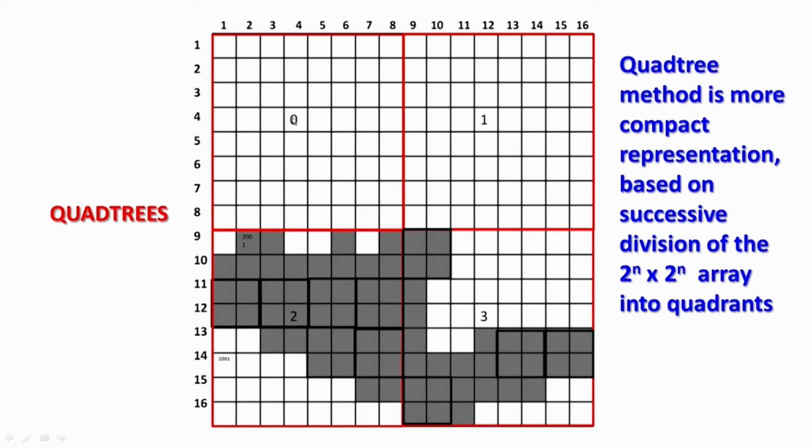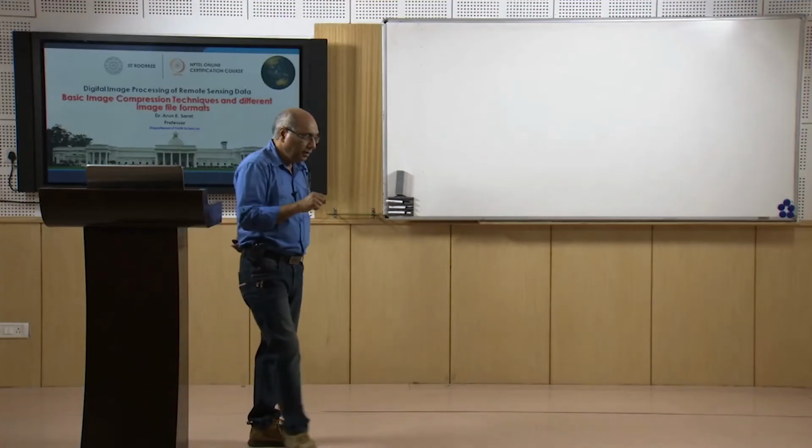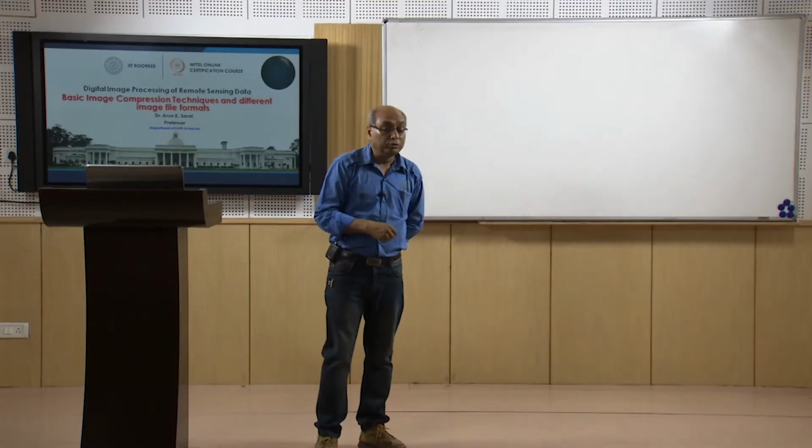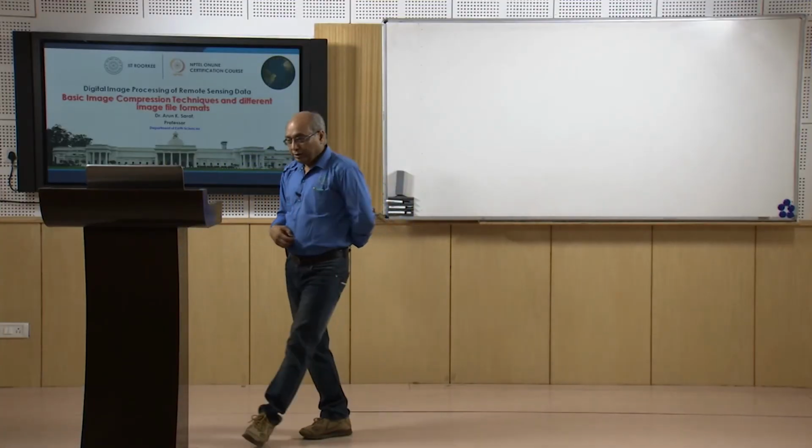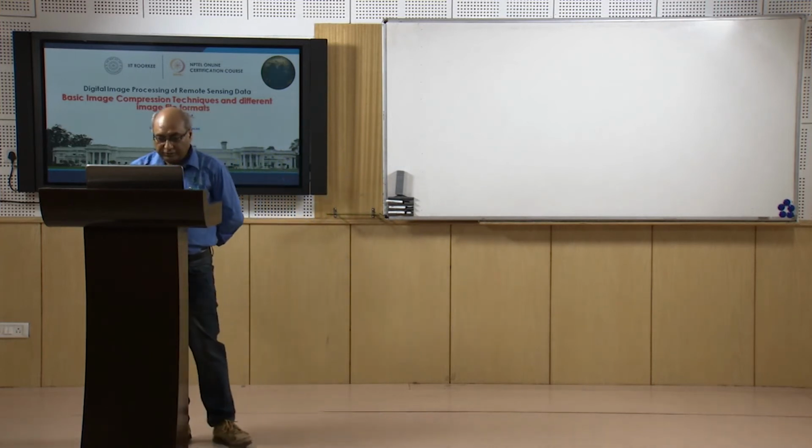For the northwest quadrant, 0 value is assigned. For the northeast quadrant, 1 value is assigned. For the southwest quadrant, 2 is assigned, and for the southeast quadrant, 3 is assigned. Now this coding for different quadrants will continue till you reach the unit level. A unit level here is our pixel.